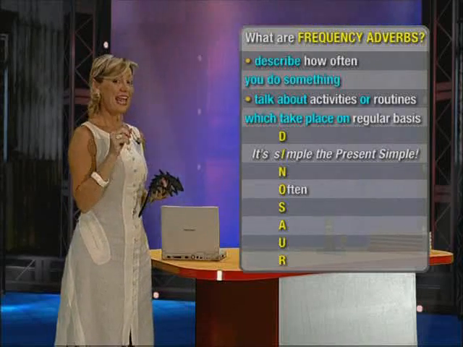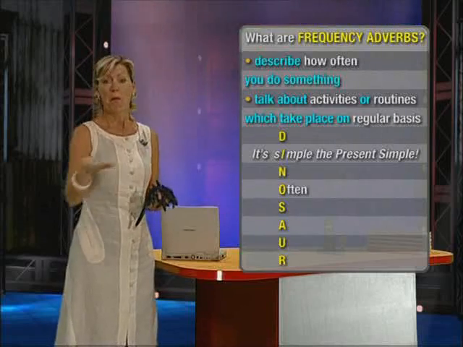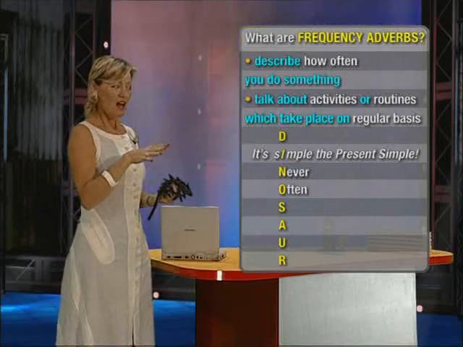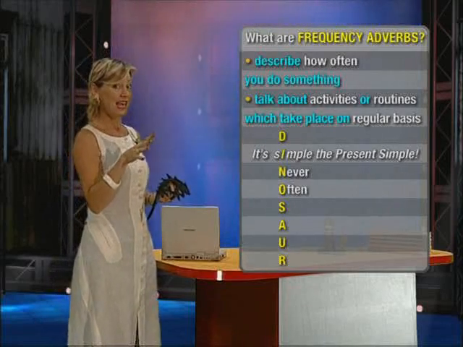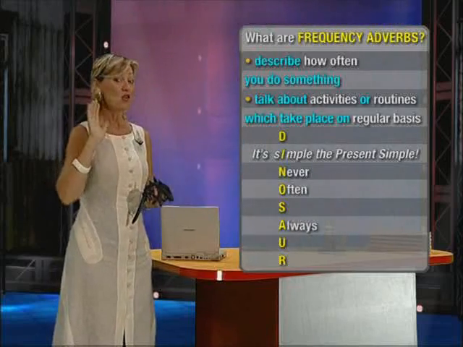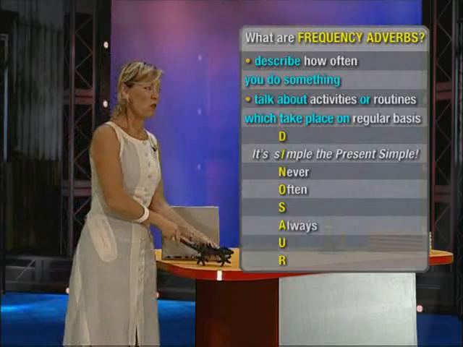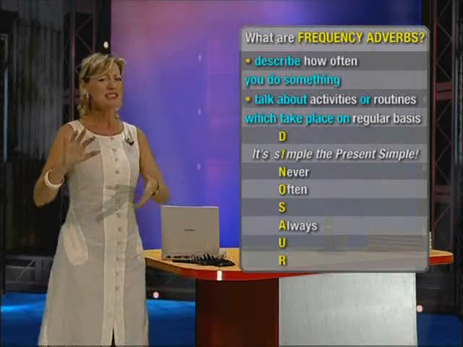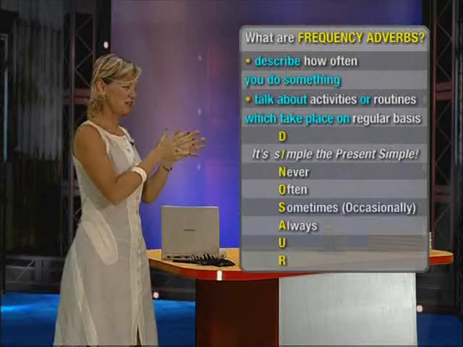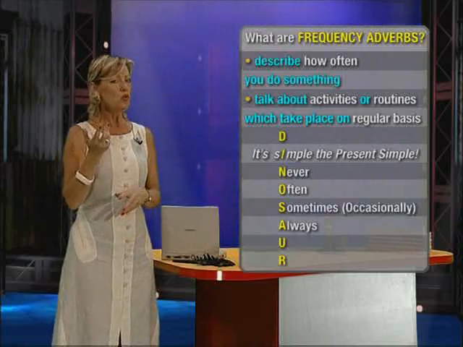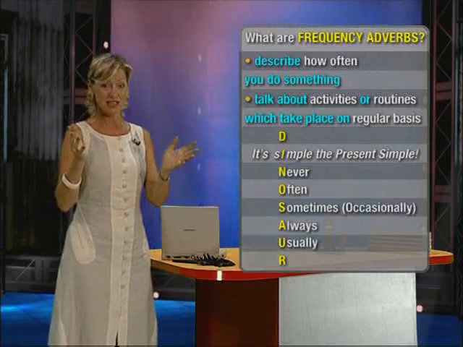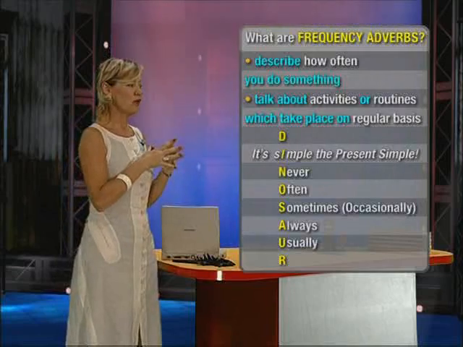What about N? N is never. Good. N is never. What about A? Something that you do a lot. A is always. Good. What about S? S is sometimes. Very good, sometimes. Now, U is for usually. Usually, it's a habit. What about R?